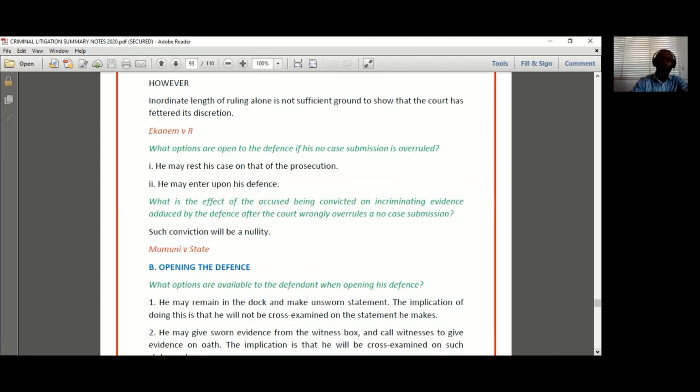All right, because the evidence on which he was convicted is evidence that was given by him and not really by the prosecution. So he was right when he said that the prosecution failed to discharge the burden, and as such, the court should have ended the trial. So where you have such a conviction reached, after a no-case submission was wrongly overruled, such conviction will be overturned on appeal. And those are a few things to know about the no-case submission application in a criminal trial.